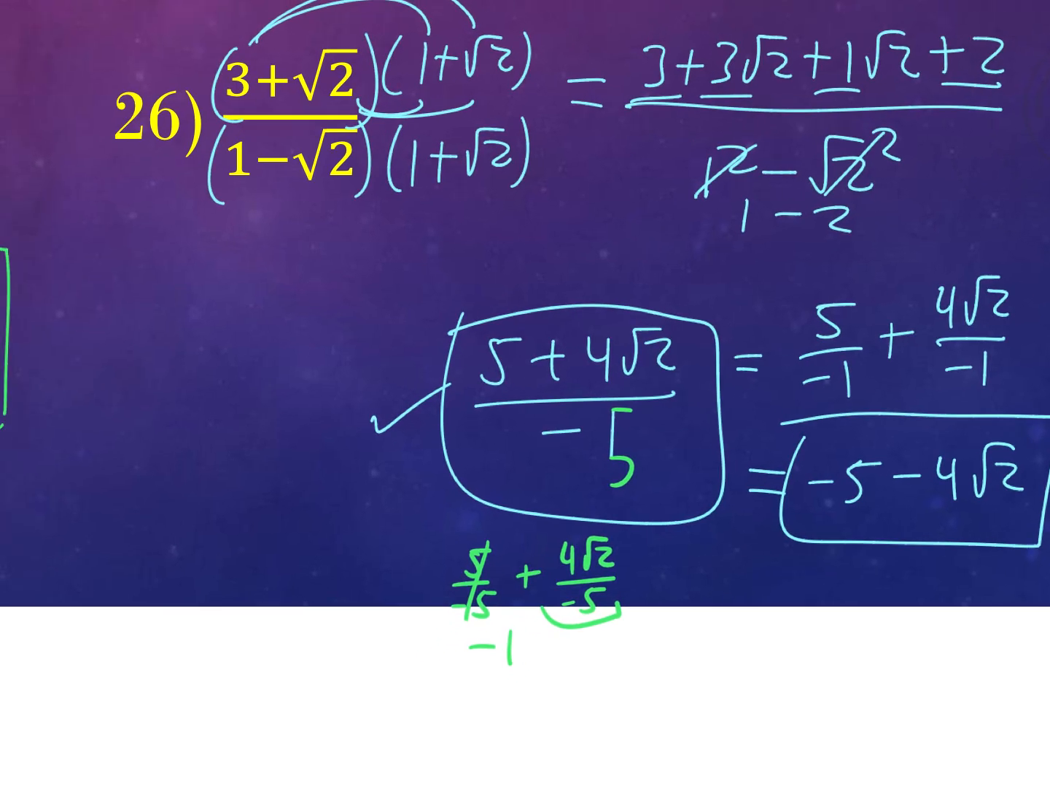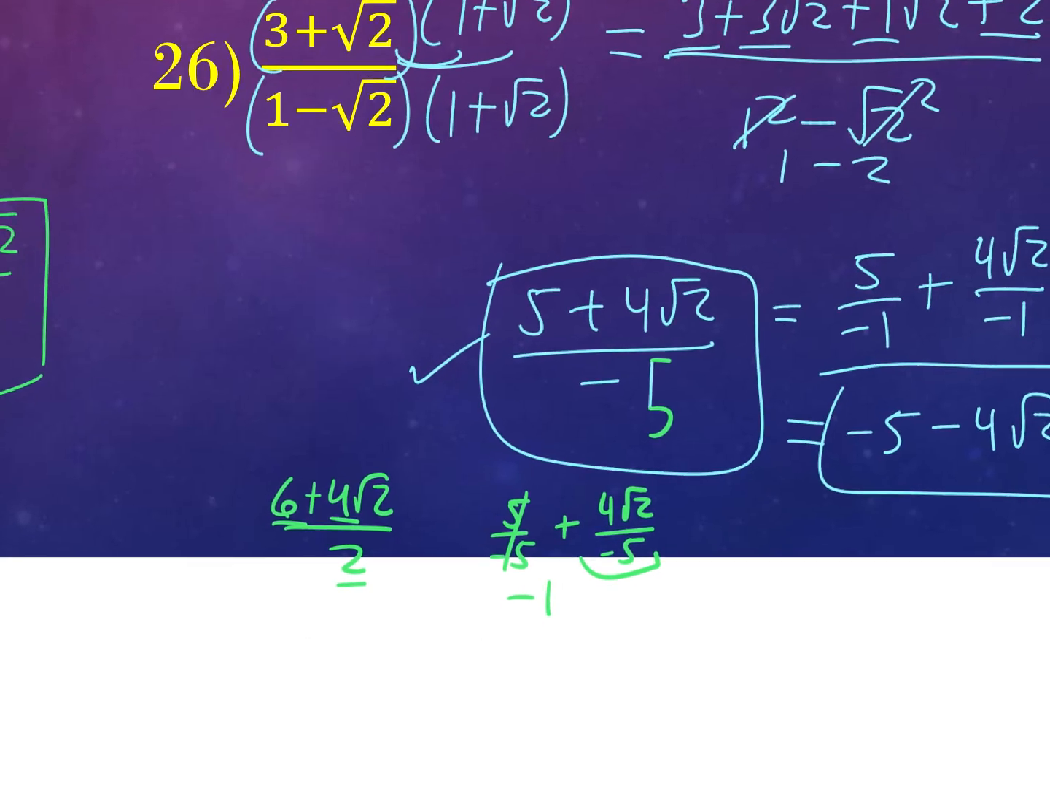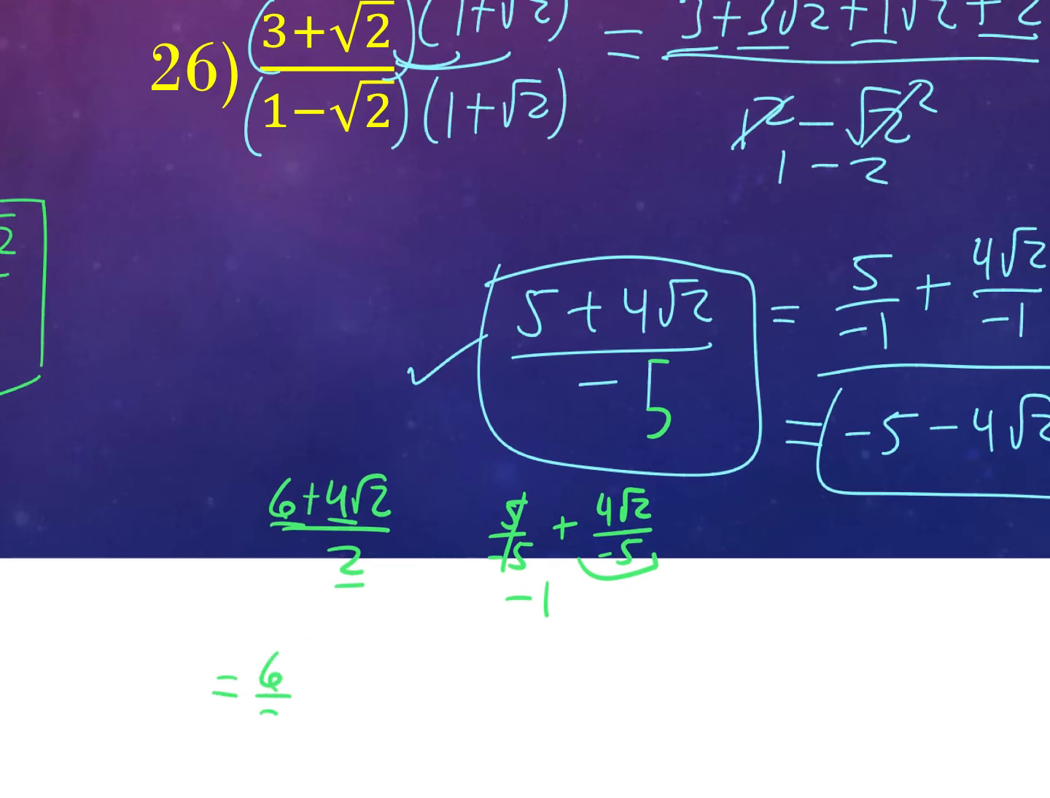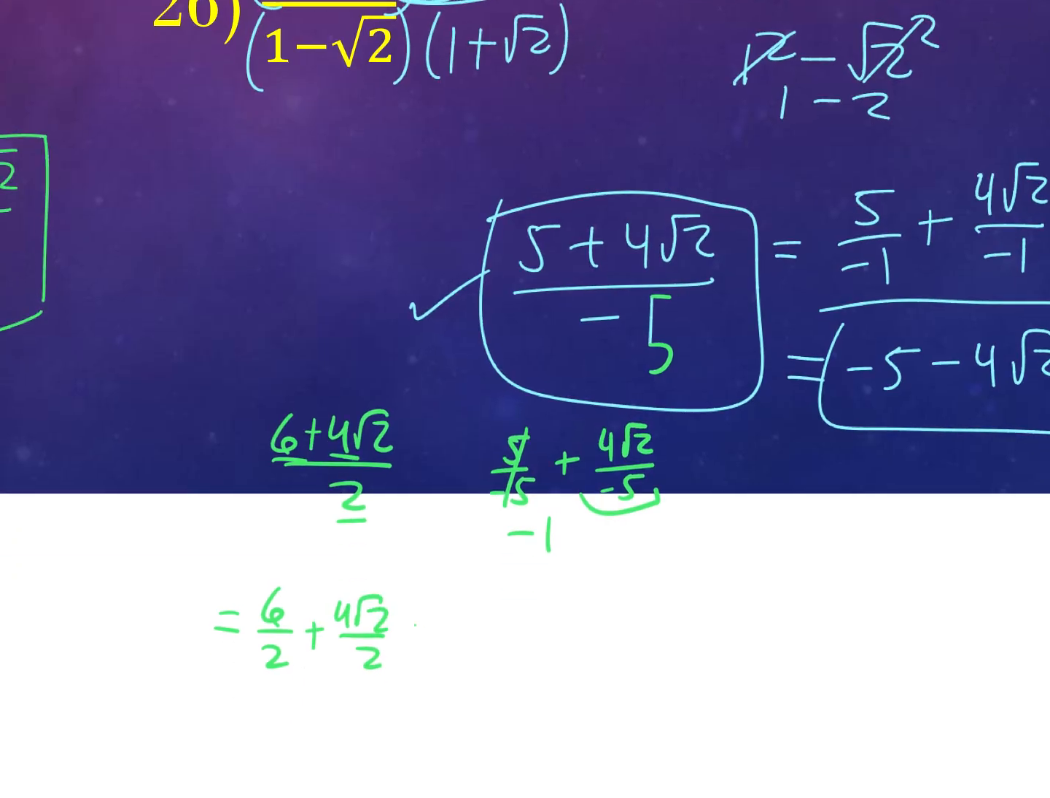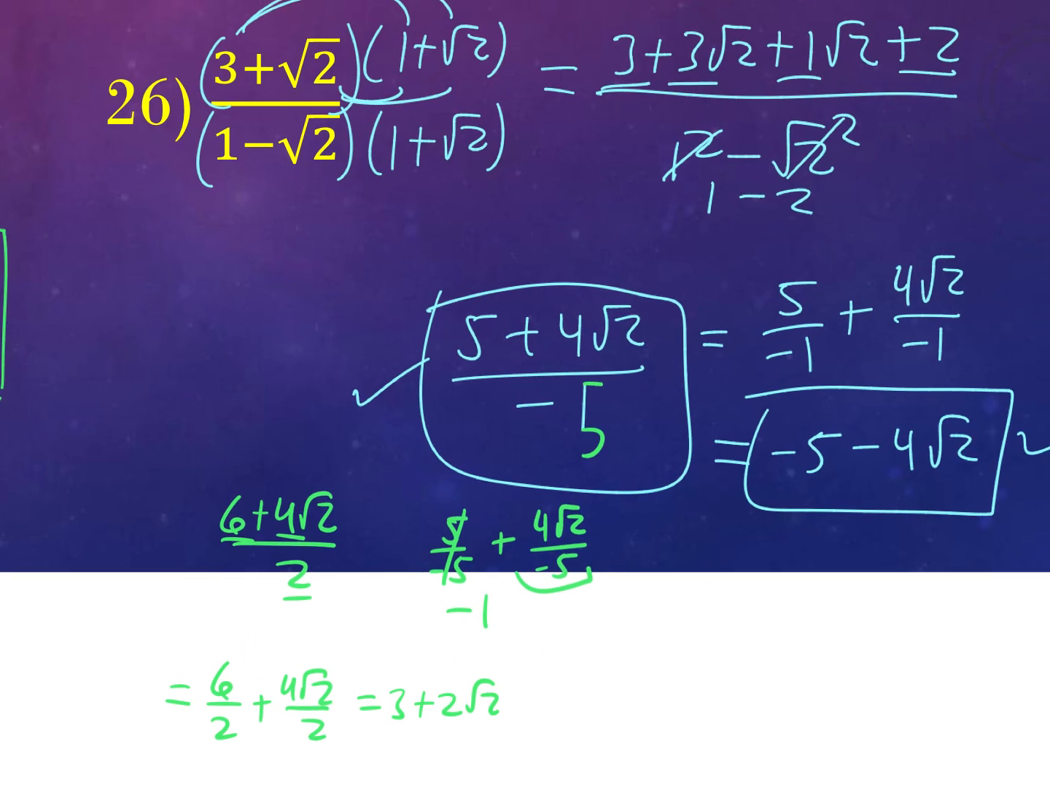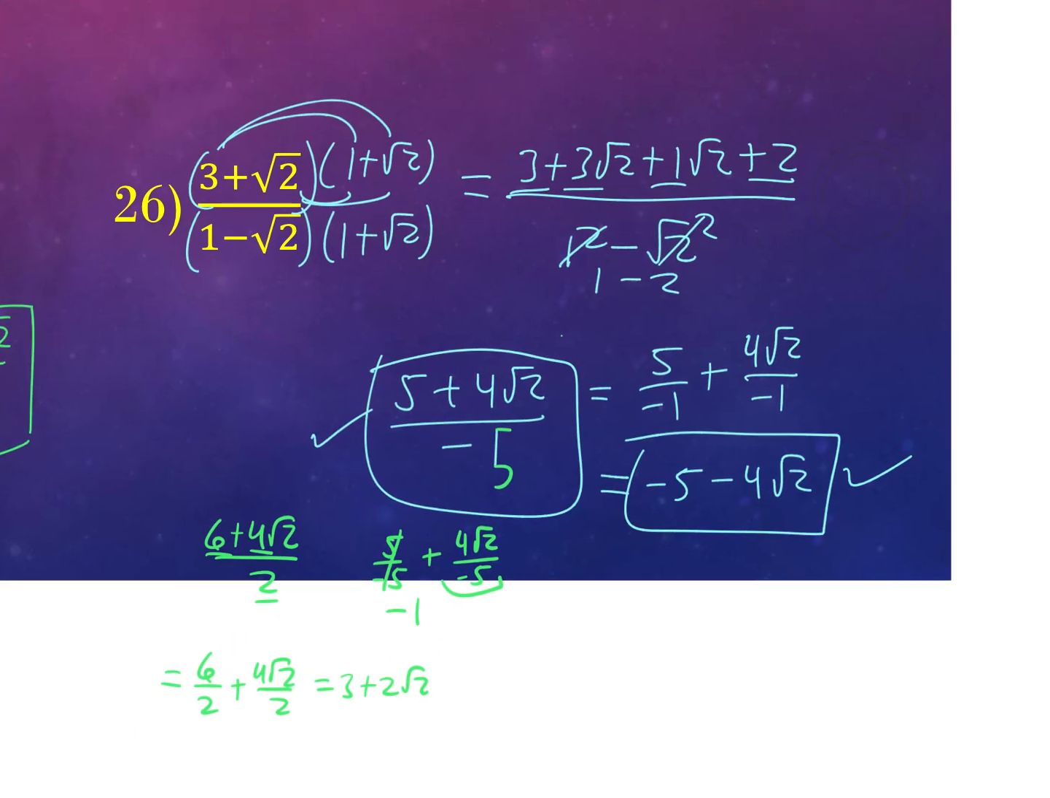If it was something like 6 plus 4 square root of 2 over 2, let's just say, I'm making stuff up now. 6 and 4 can be divided by 2, so you should simplify this fully. 6 over 2 plus 4 square root of 2 over 2. And then this is going to become 3 plus 2 square root of 2. All this is just extra stuff. So if you understood it from here, then by all means you can continue. But just some extra stuff for you guys to consider.